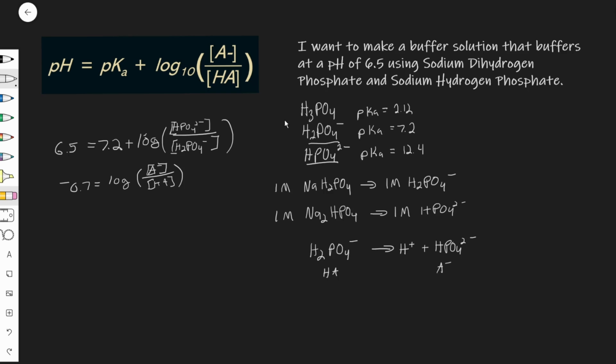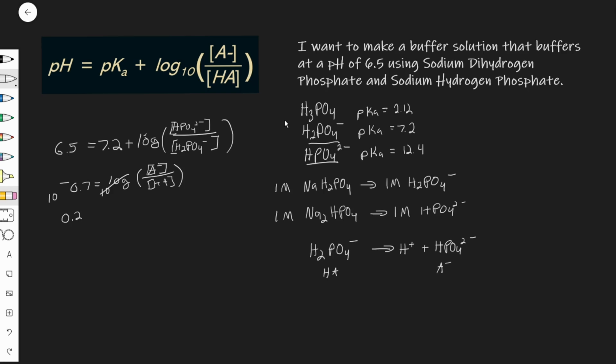Okay, so now how do I get out of this? I'm going to raise 10 to minus 0.7, and I'm going to raise 10 to this as well, and this will cancel out this log. And when I do this calculation here, it gives me something like 0.1995. So we're only 2 sig figs anyway.